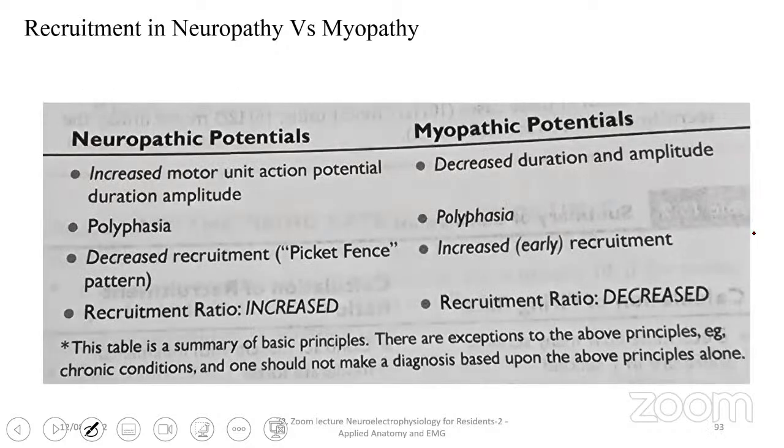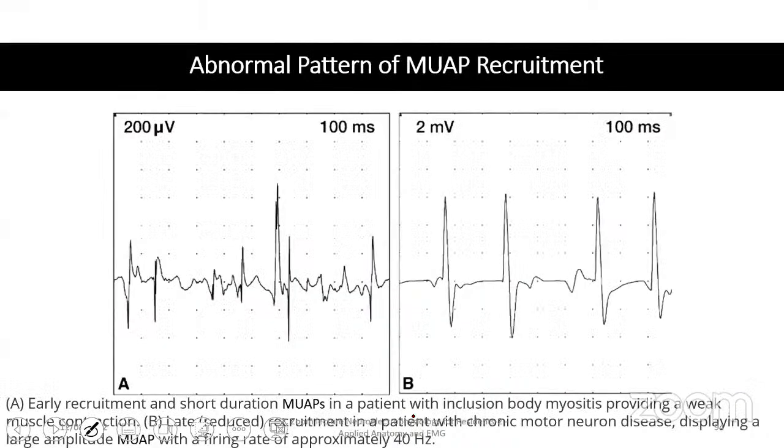So, in short, the neuropathic potentials: increased motor unit action potential duration, amplitude, polyphasia, decreased recruitment or picket fence pattern, and recruitment ratio is increased. In myopathic: decreased duration, amplitude, polyphasia, early recruitment, and recruitment ratio is decreased, right? So that's how the abnormal pattern of MUP recruitment appears. If you see, then you can see the recruitment.